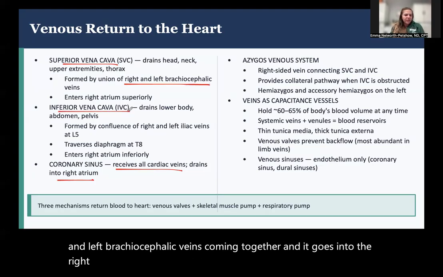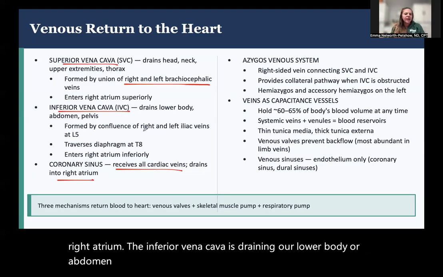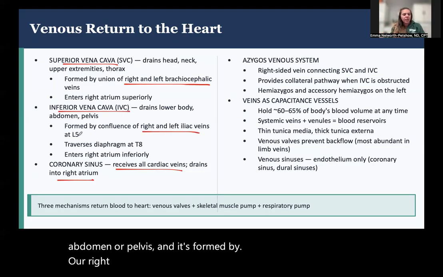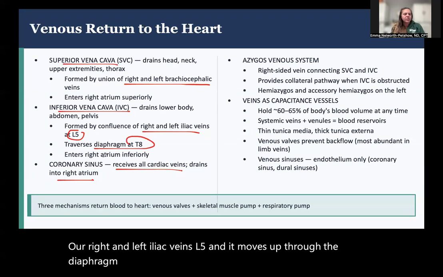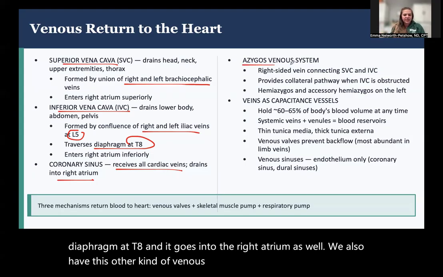The inferior vena cava is draining our lower body, our abdomen, our pelvis, and it's formed by our right and left iliac veins at L5, and it moves up through the diaphragm at T8, and it goes into the right atrium as well. We also have this other kind of venous system, the azygous venous system.